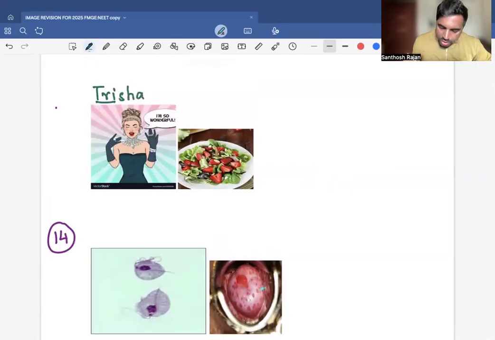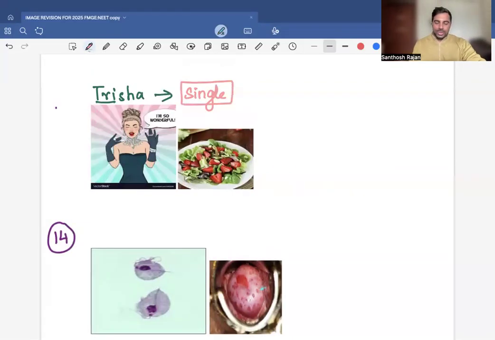Yes, Trisha. Remember girl Trisha. Everything is related to this only. First thing, look at her. She's single. Remember that she is single. Everything about her is single, single, single. I'll tell you why everything is single. And then you can see her.